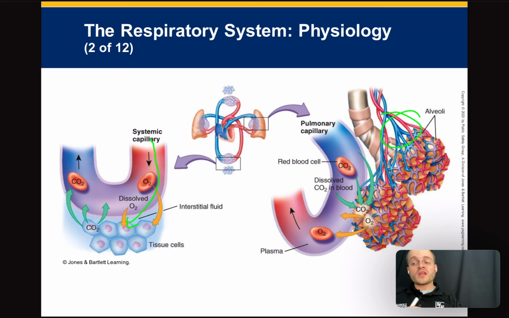Now, at the heart, it travels through the right side of the heart to where it eventually ends up in the pulmonary artery. At the pulmonary artery, it's going to start shunting its way down to these capillary beds around the alveoli. Remember, alveoli are the little grape-like structures. So what happens is, in these capillary beds, diffusion takes place, but it's a little bit different now.